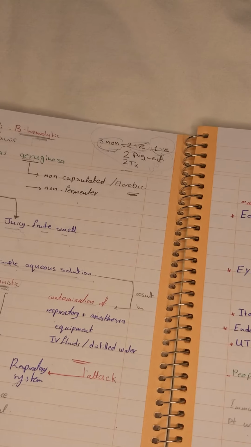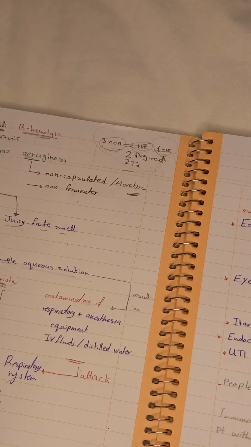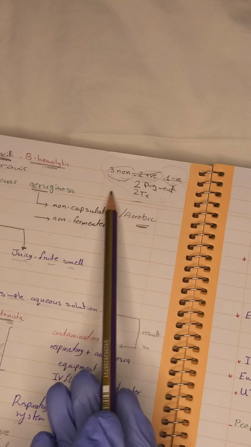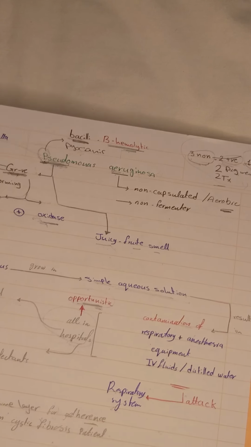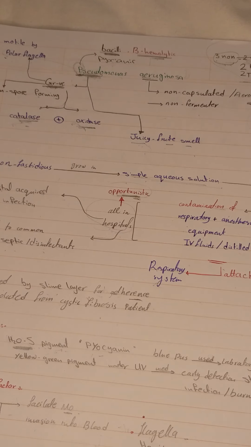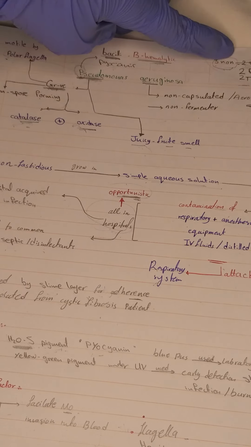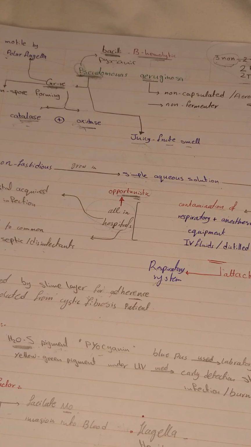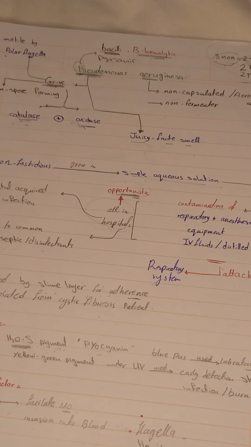Now let's go back to a very quick revision of the rule I made for this type of bacteria. Here we have one negative, which is gram-negative bacteria. Here we have two positive: catalase positive and oxidase positive. Three nons: non-fermenter, non-spore forming, and non-capsulated. Two pigments: pyocyanin and pyoverdine. Two toxins: endotoxin and exotoxin.